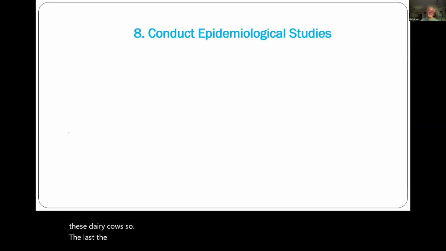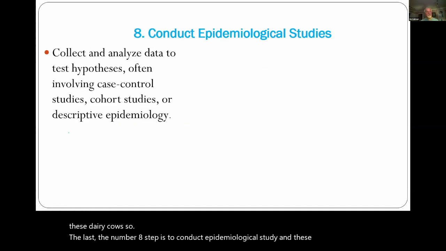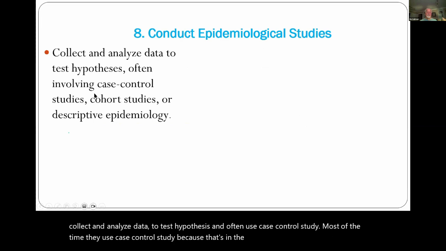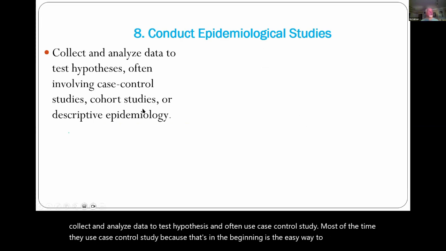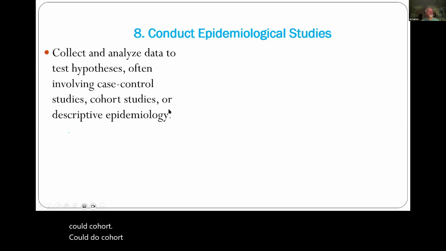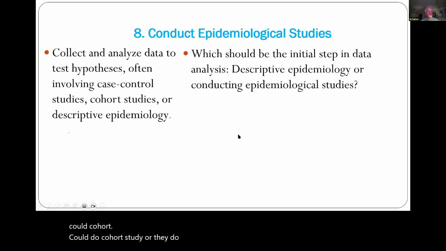So the number 8 step is to conduct epidemiological study, and these are mainly to collect and analyze data to test hypotheses, and often use case control study. Most of the time they use case control study because in the beginning that's the easy way to do, or they could do cohort study, or they do epidemiological description.